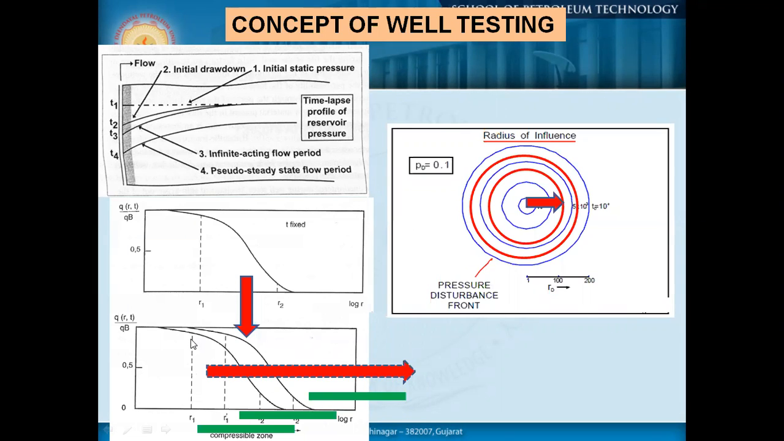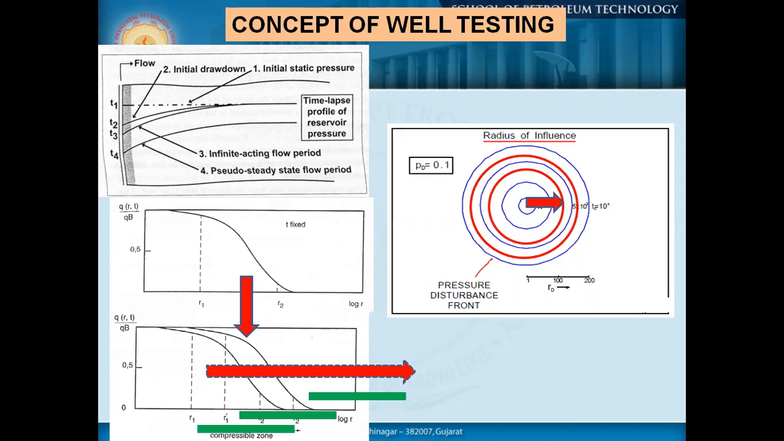So with time a specific area is supplying your flow. This area is not affected in the pressure behavior, and this area has not taken part in your pressure behavior. That means whatever pressure we are recording at a specific time of our test is responding to this specific area. So this is related to the transmissivity and storativity of that area.